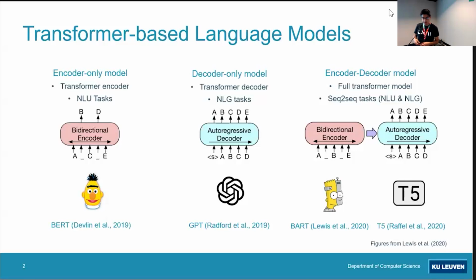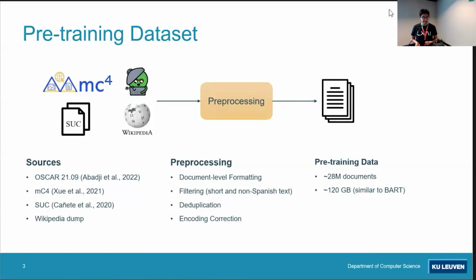So let's start from the beginning. In order to pre-train a model, we need pre-training data. So we use open datasets like OSCAR, mC4, SUC, and Wikipedia dumps. Then we perform a pre-processing step, and we use document-level formatting in order to pass coherent text to the model. Then very short documents were filtered out. Also, we remove non-Spanish text, with a certain threshold. And also, we remove some sensitive content. Then we perform deduplication, and finally, encoding correction.